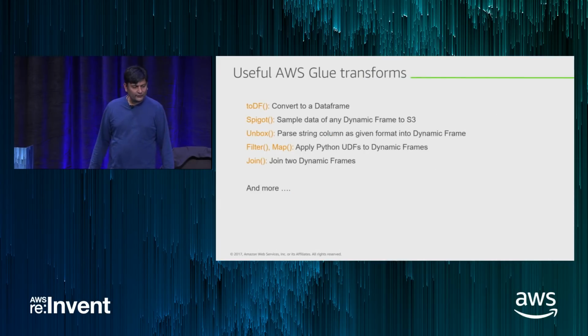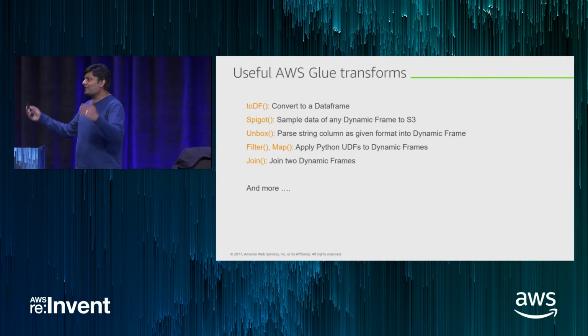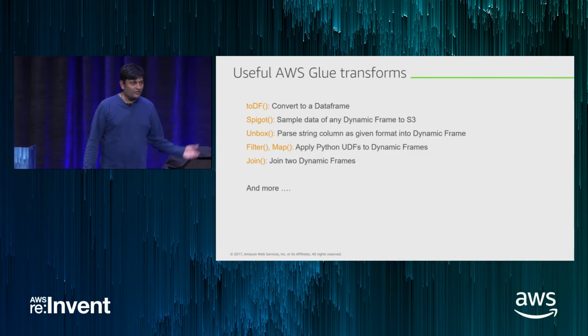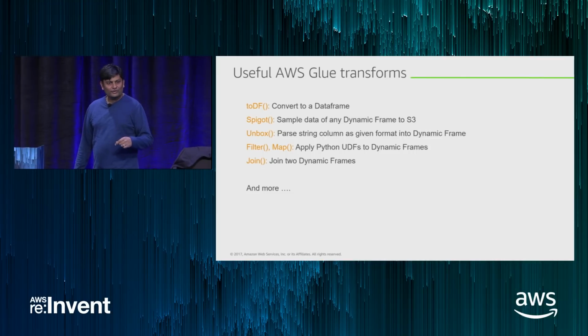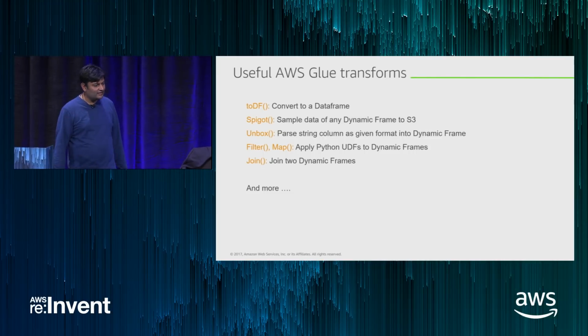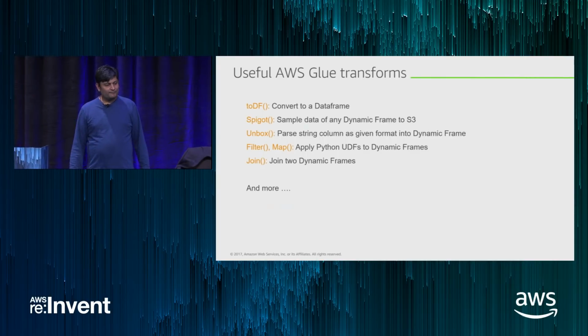There are a bunch of other useful transforms that we have. toDF converts a dynamic frame to a data frame. So if we don't have a transform that you need, you can convert it to a data frame and just run your transforms in Spark. We have spigots. You basically insert them in your flow, and then you can get samples of your data that are flowing through into S3 so you can debug. We've got unbox, which will take a column and parse it. So for example, if you have a JSON column in CSV, you can unbox that column and start querying that. We've got a bunch more. You should try it out.